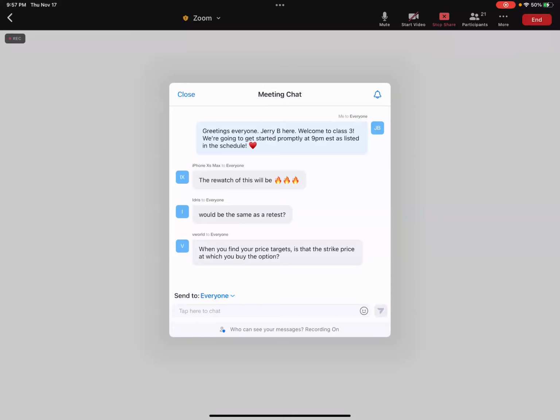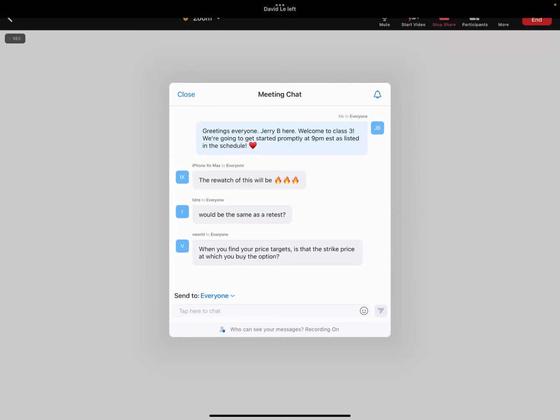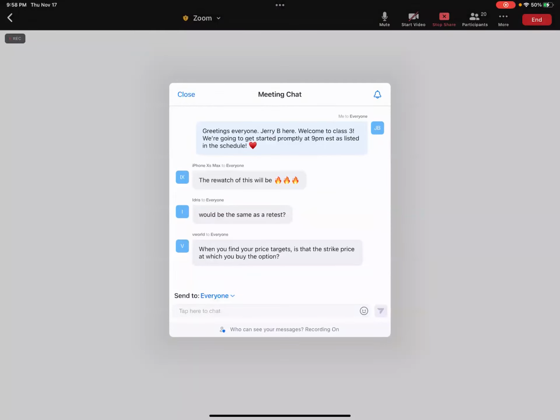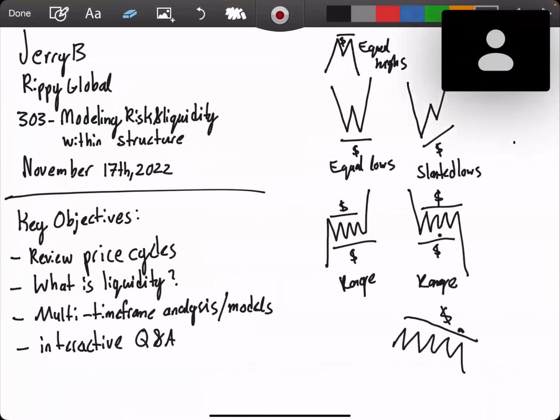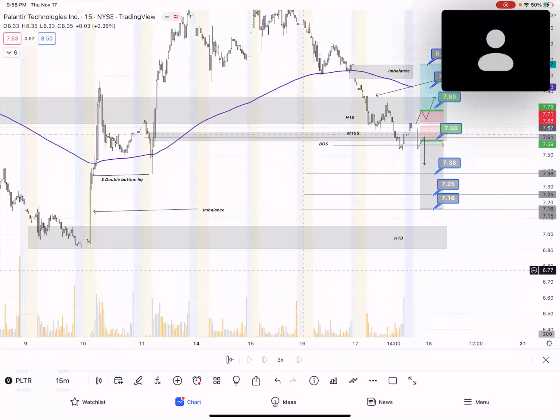When you find your price targets, is that the strike price at which you buy the option? No. Whenever I'm buying my options, I always go at the money or in the money. My price targets are based upon the effect of what I think price is going to do. So in this case, my price targets are to target this double bottom liquidity as well as the imbalance. So if I wanted to go in the money, it would make sense for me to target the 7.5 strike or $8 strike. Let's say the $8 strike is like $15 or $20.